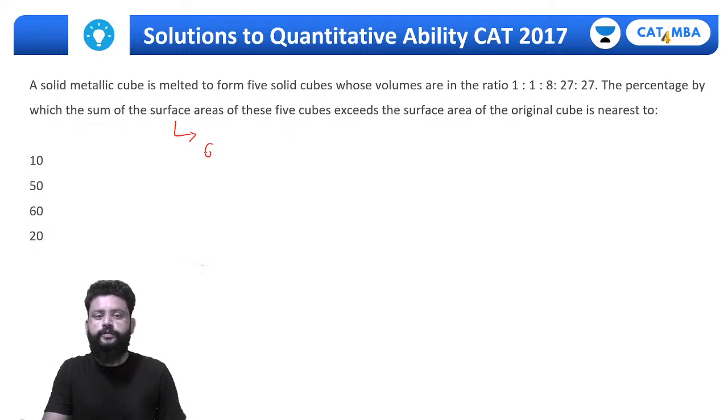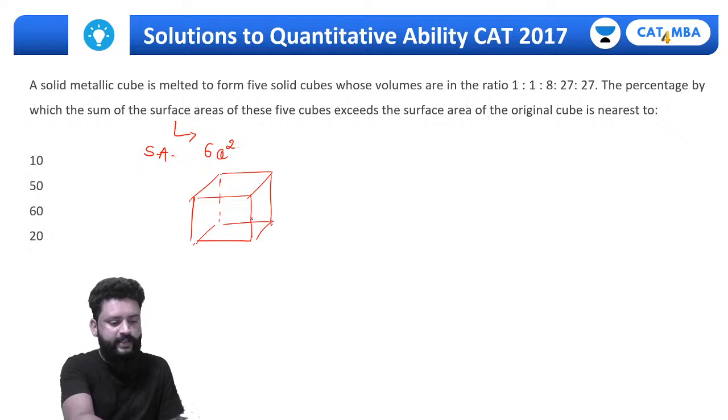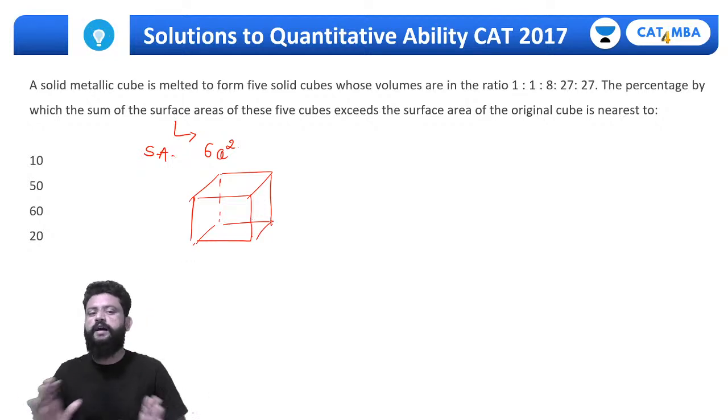Surface area of a cube is 6 times a square, or you can say 6 into side square. A cube has 6 surfaces. And all of you must be knowing the surface area of the cube is 6a square. That's the only thing you need here. इसके अलावा यहाँ पे कुछ भी जरूरत नहीं है.